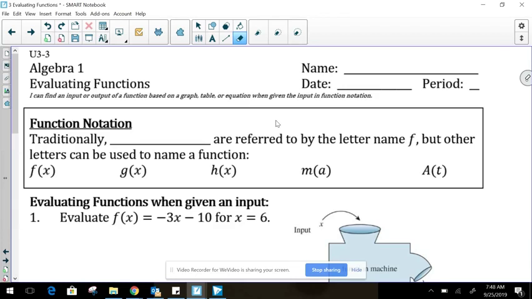Hi everyone. Today we are going to evaluate functions. So first we're going to start off with what function notation is.